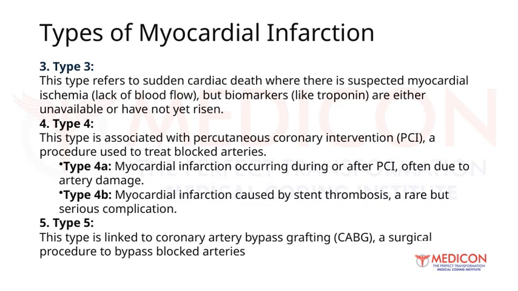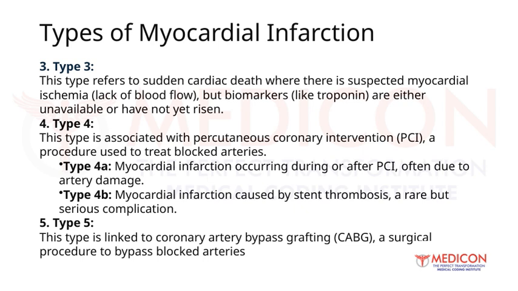Now, let's take a look at the different types of myocardial infarction, starting with type 3. This type refers to cases of sudden cardiac death where we suspect myocardial ischemia, meaning there was a lack of blood flow to the heart muscle. But the tricky part is that biomarkers like troponin might not be available or haven't yet risen at the time of death. It's a bit of a diagnostic challenge because we're relying on clinical suspicion and circumstances rather than lab confirmation.